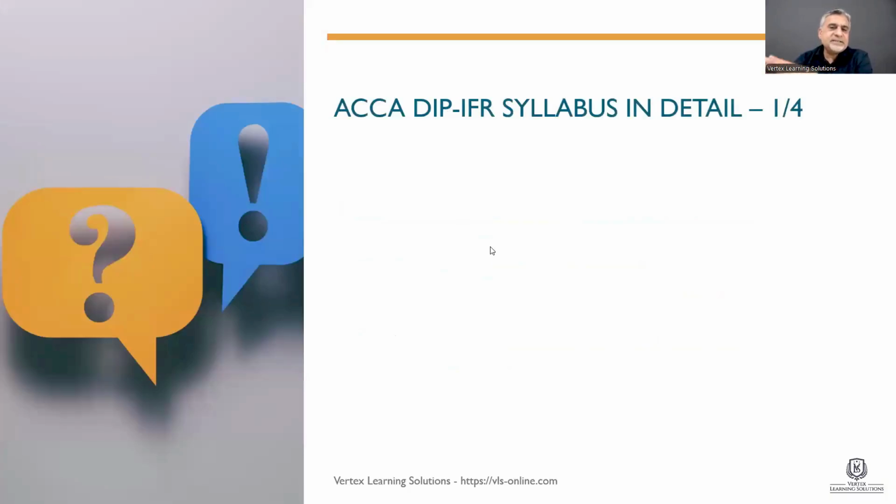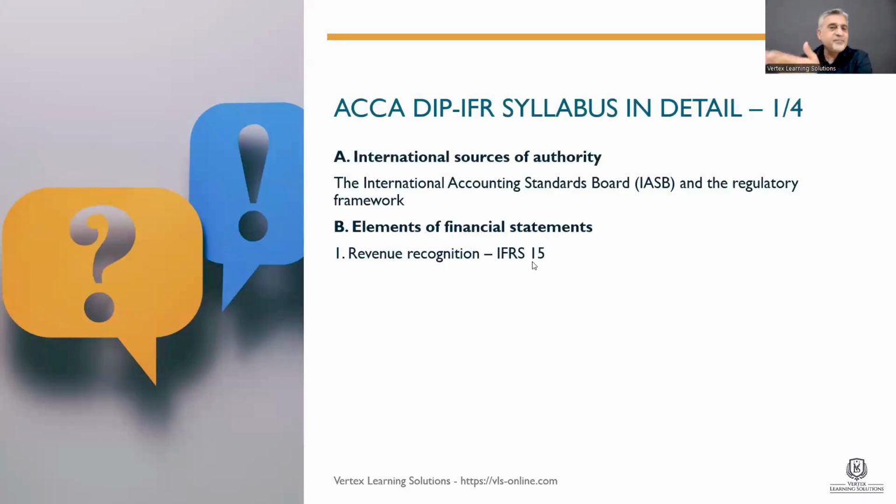Now, this is the syllabus in detail. I don't want to discuss all of these topics one by one. By the way, you should remember that the Diploma in IFRS has a selection of standards, so it does not mean that all of the standards are here. Some of the standards are not included in the syllabus. They are not needed. Approximately 27 or 28 standards you would be doing.